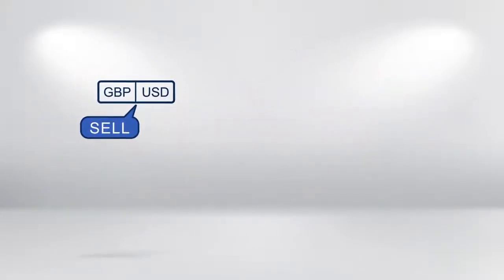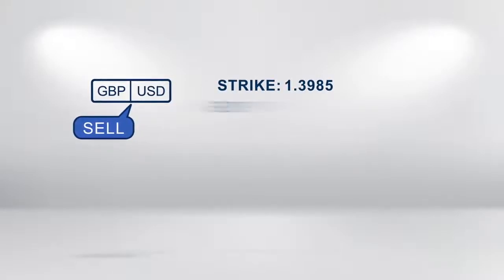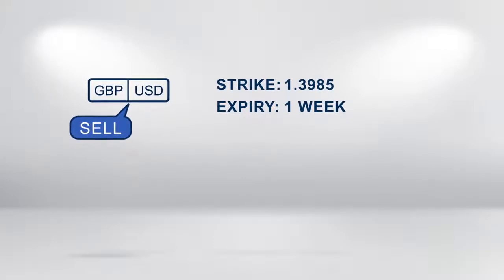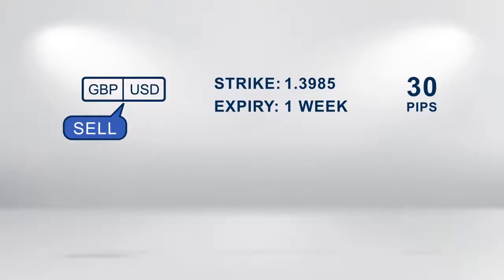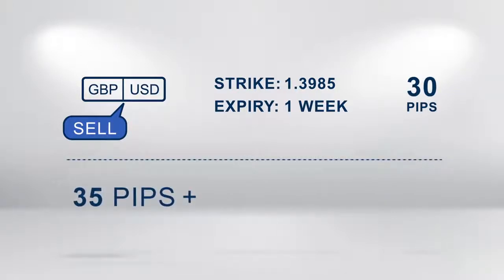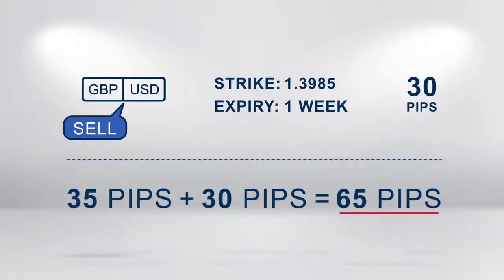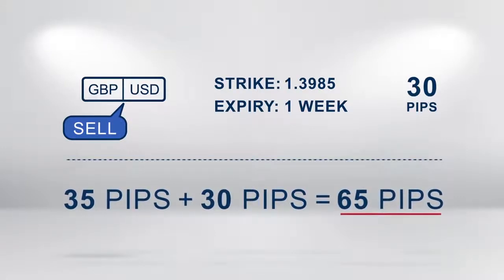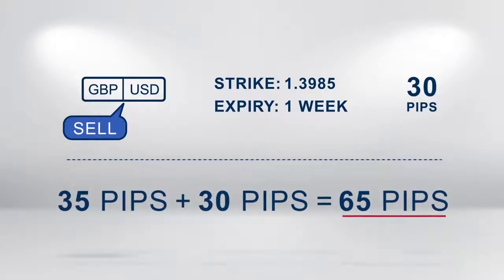As an alternative to placing the stop order, we could have bought a sterling dollar put with a strike at 1.3985 with expiry in 1 week at a cost of 30 pips. This protects us in case spot trades below 1.3985 and leaves a max loss of 35 plus 30 pips, which equals 65 pips. So even though the maximum loss is higher than we had with the spot strategy, it still has a few benefits.